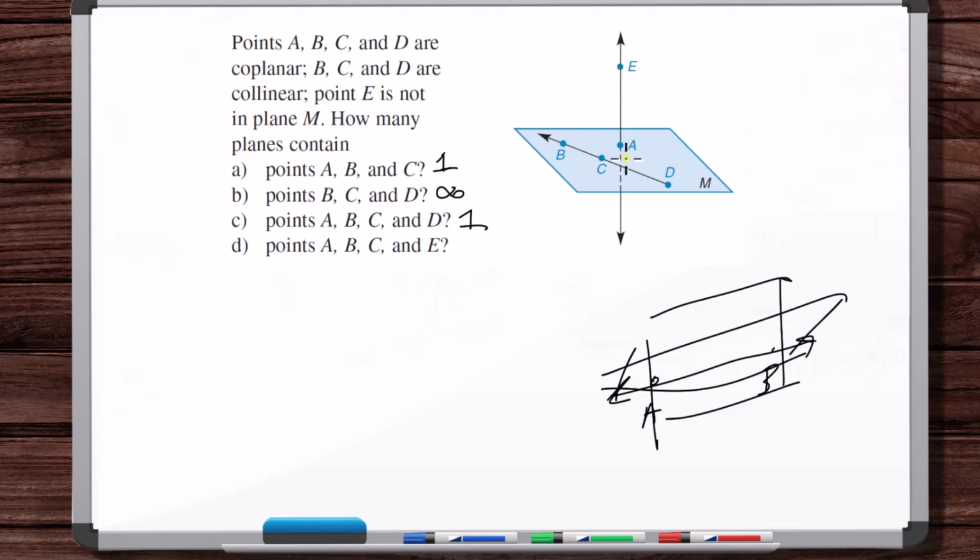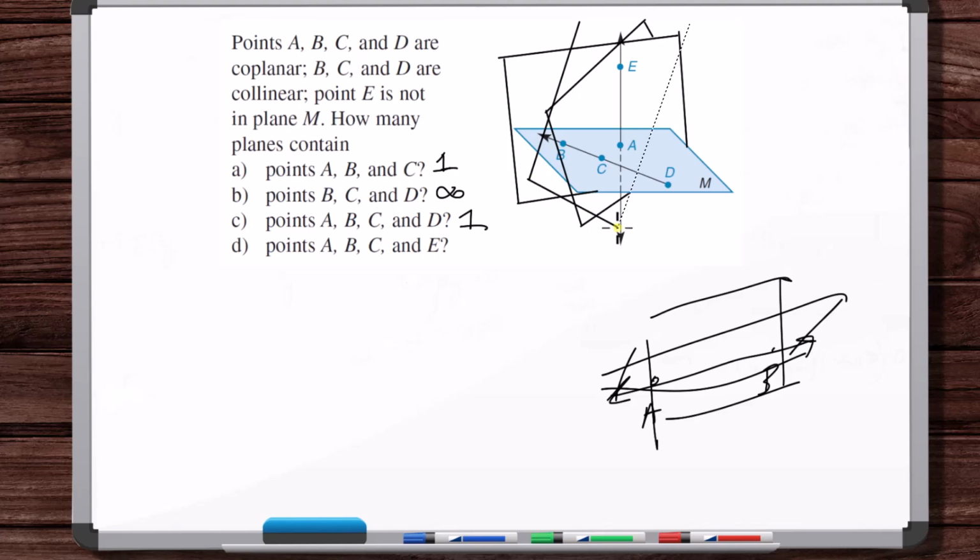Well, we could do this manually. So the plane M, that's one plane. Then you could do A, B, E. Then you've got E, C, A, which is another one. And then C, B, E is another one. So that's a total of 1, 2, 3, 4. My guess would be 4.